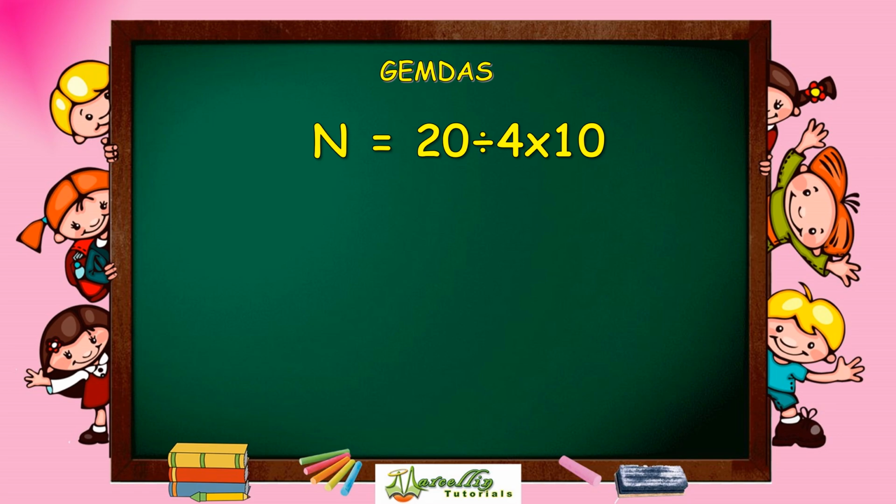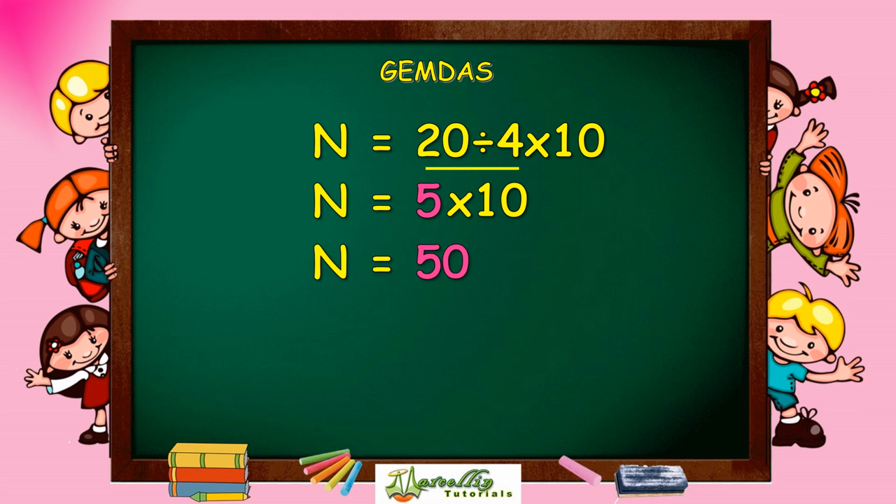Let's have an equation with division and multiplication. Let's compute this by doing the process of left to right. So we will start by dividing 20 by 4. Our answer for 20 divided by 4 is 5. Then let's copy the times 10 on the right. Now we have 5 times 10. We can solve now by multiplying 5 times 10. So that is 50.